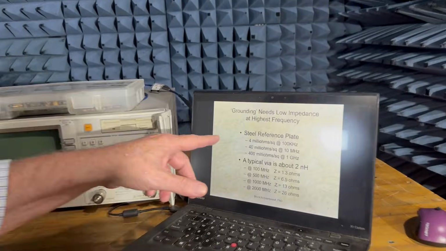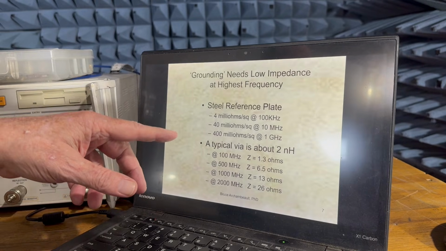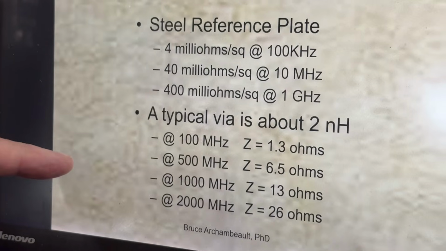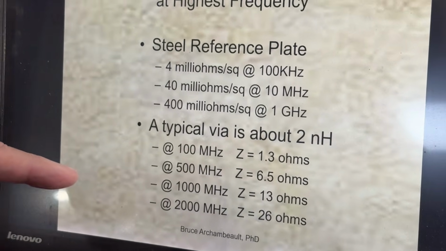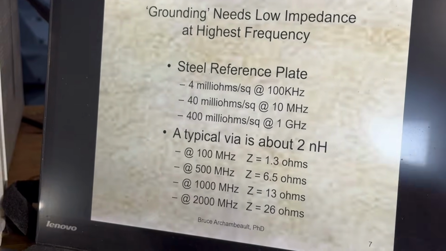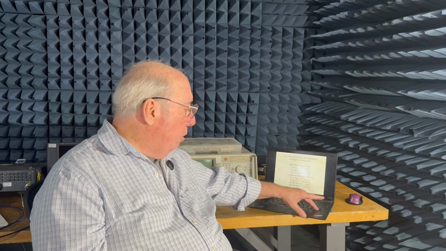Now, we think about a metal plate. Like I've got an example here of a steel metal plate about a foot by a foot. And at 100 kilohertz, it's only 4 milliohms across that steel plate. But at gigahertz, it's almost half an ohm. And if we want to connect a via, like from a capacitor, to our ground return, then these are the impedances that you see. And you can see up at a gigahertz or 2 gigahertz, we're really getting some large numbers associated with that, just a simple via.